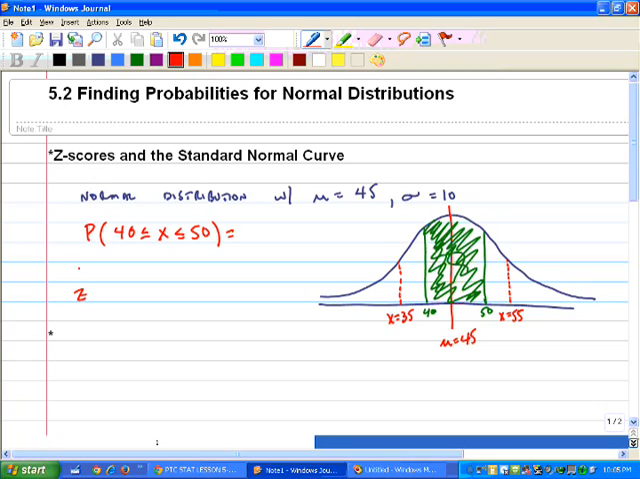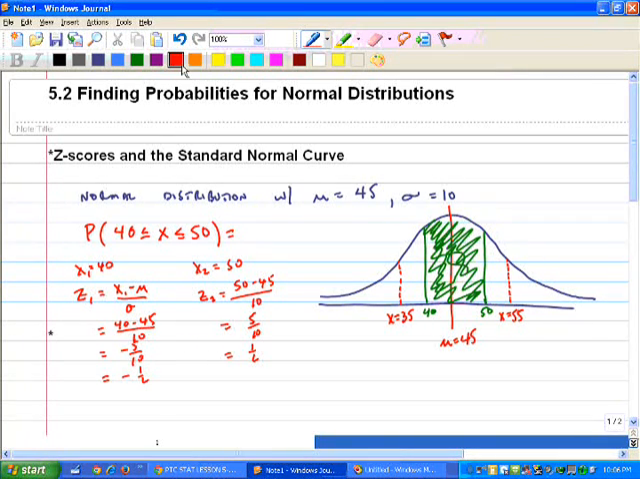So for x equals 40, we converted to a z-score: x1 minus the mean divided by the standard deviation, which is 40 minus 45 divided by 10. In this case, negative 5 over 10, so z1 is negative 1/2. We let x2 equal 50, and we found the z-score for 50 to be 50 minus 45 divided by the standard deviation of 10, which gives us 5 over 10, or 1/2.